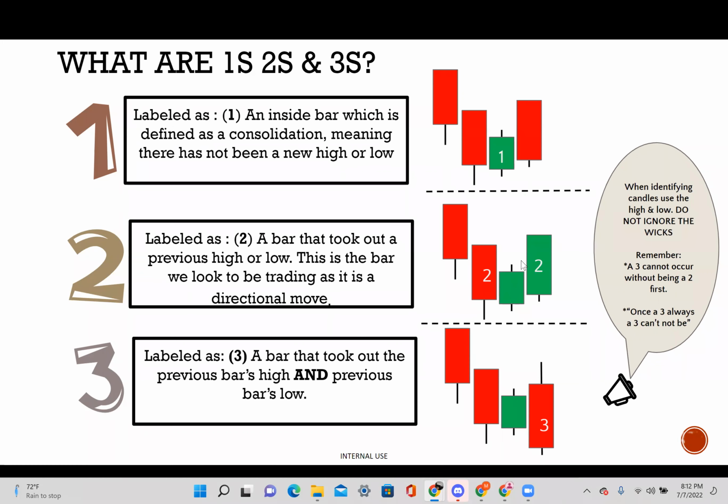So this is your inside bar right here. Notice we do not trade these bars. Going back to talking about the 2s, this was a 2 down because it broke the previous candle's low, but not the previous candle's high. This is a 2 up because it broke the previous candle's high and not the previous candle's low.